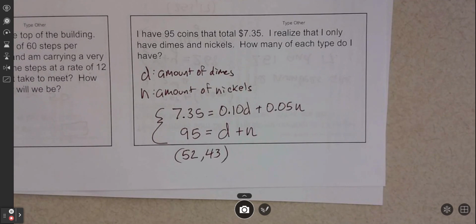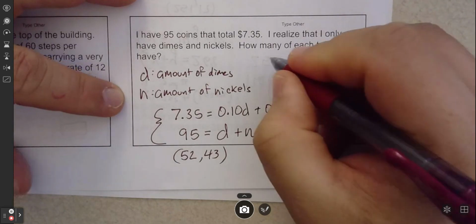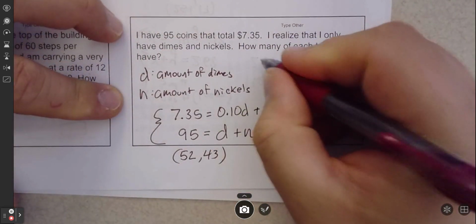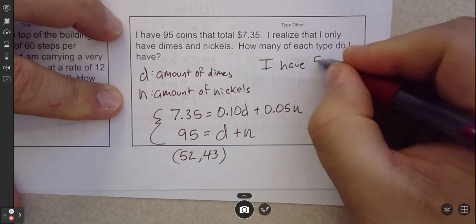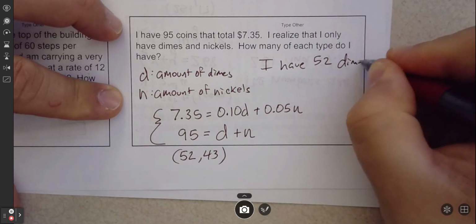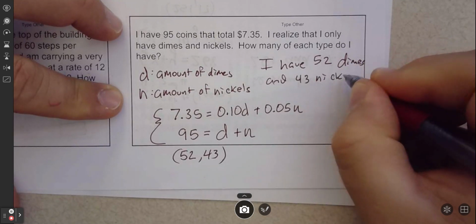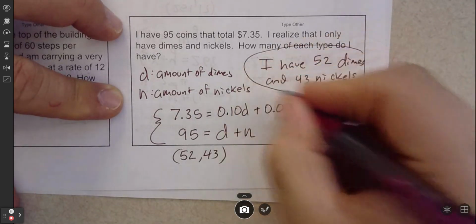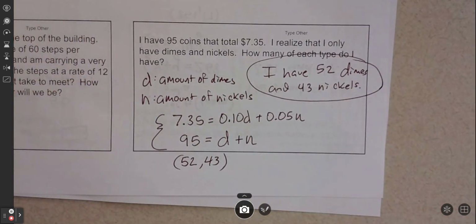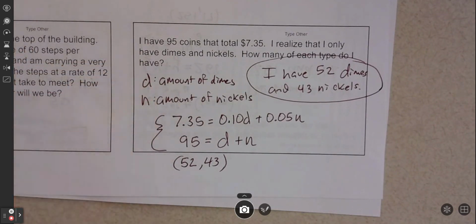Word problems get word answers. So the amount, so I have 52 dimes and 43 nickels. Got to be careful with the variables. If they switch on you, you got to make sure. So it might even be better, because we're using Desmos, to use X and Y.